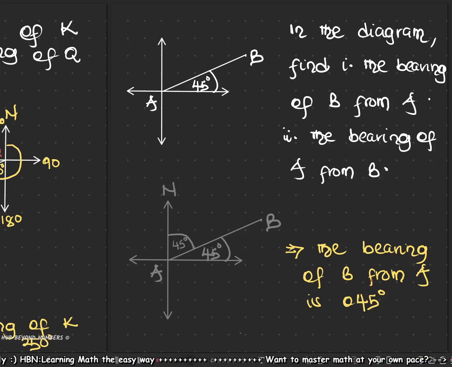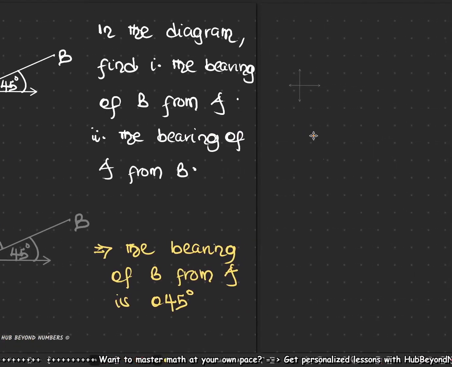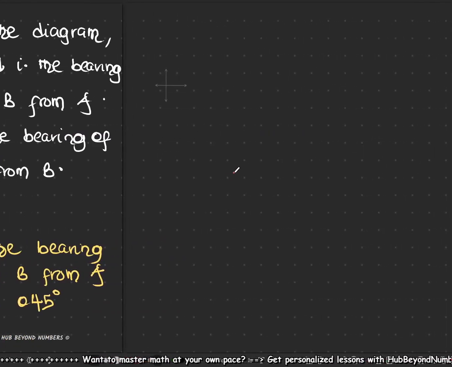045 degrees. Remember, we need it in three figures. Okay. Now with that said, the second part of the question says we want the bearing of A from B. This is where we have our A. We want its bearing from B. You see? So how do we do that? Let's go to the next page and see how we are going to go about that.